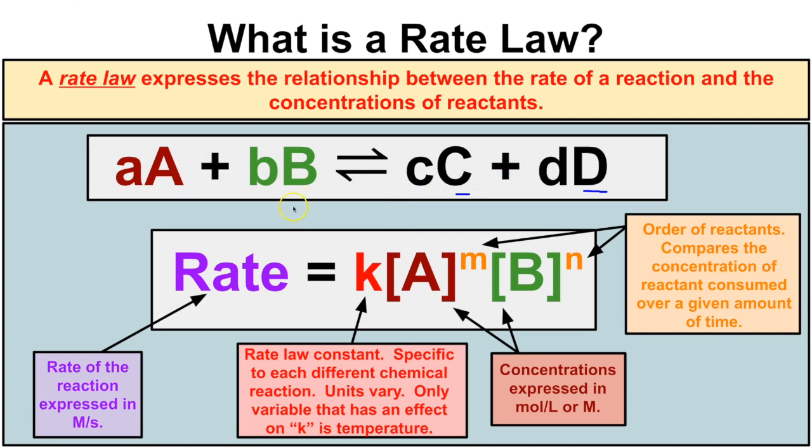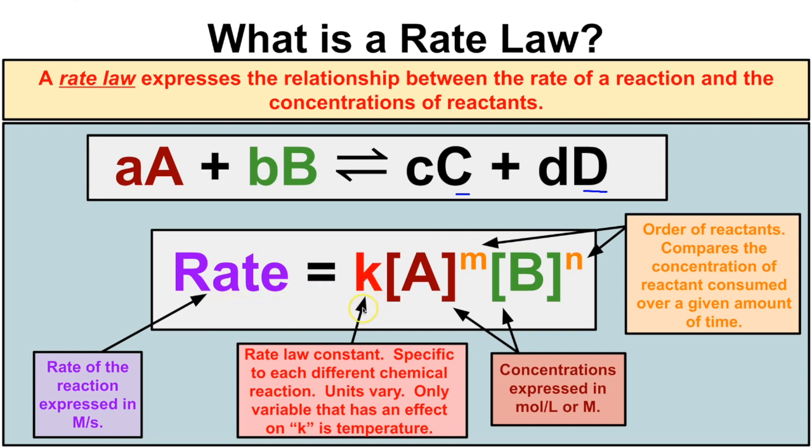And the rate law is going to look something like this. The rate is equal to K times the concentration of our first reactant raised to some sort of power times the concentration of our second reactant raised to some sort of power. And so when we're talking about rate laws, the rate here is the rate of the reaction expressed in molar per second. In other words, moles per liter per second will be the rate of the chemical reaction.